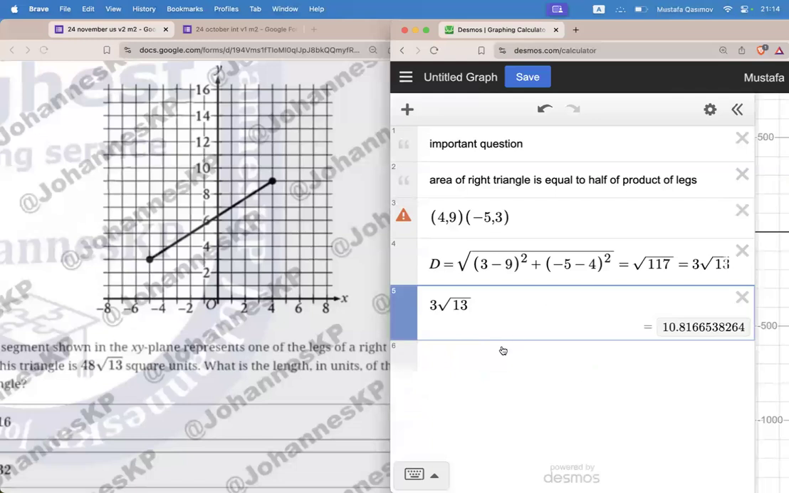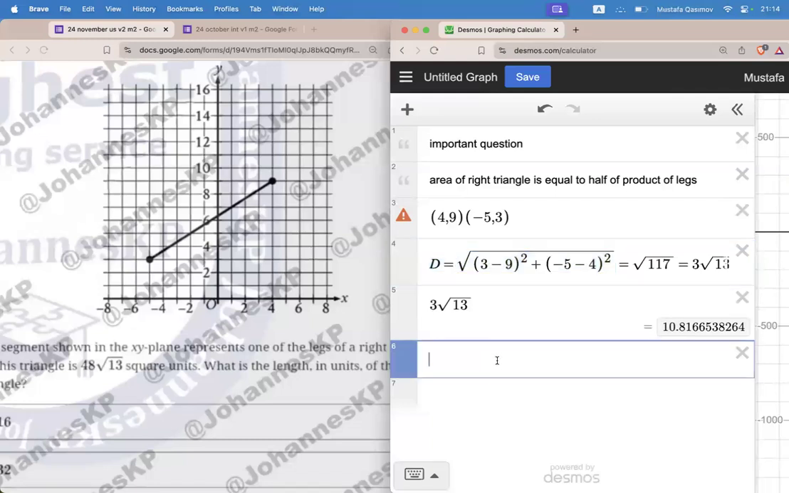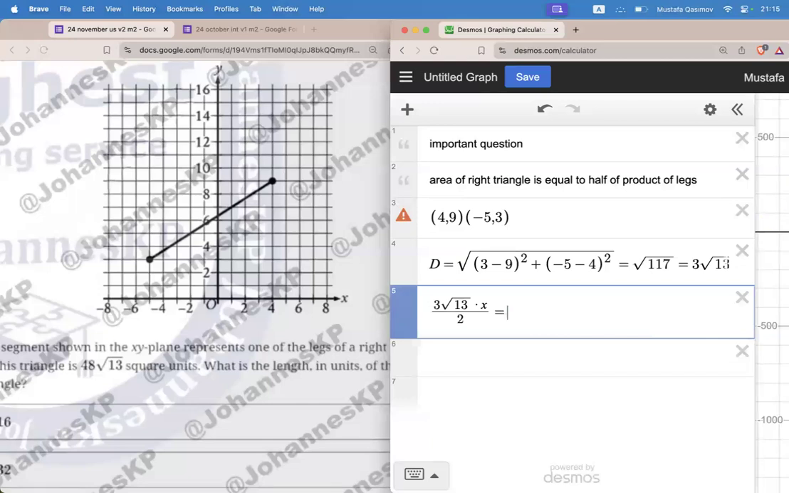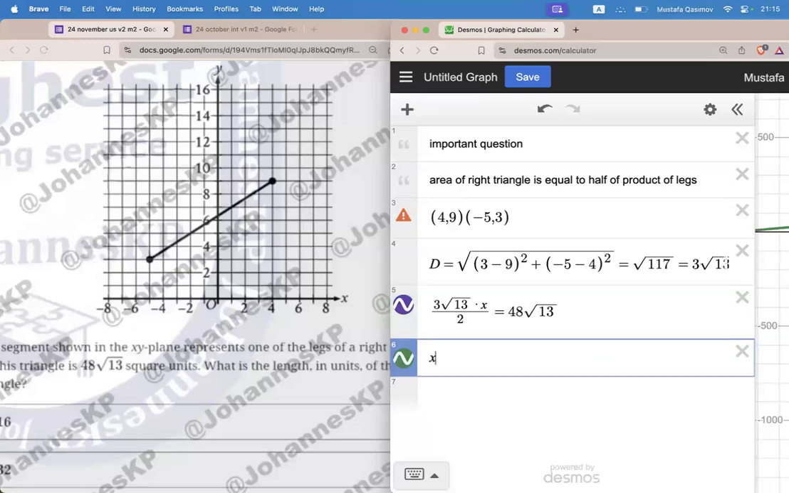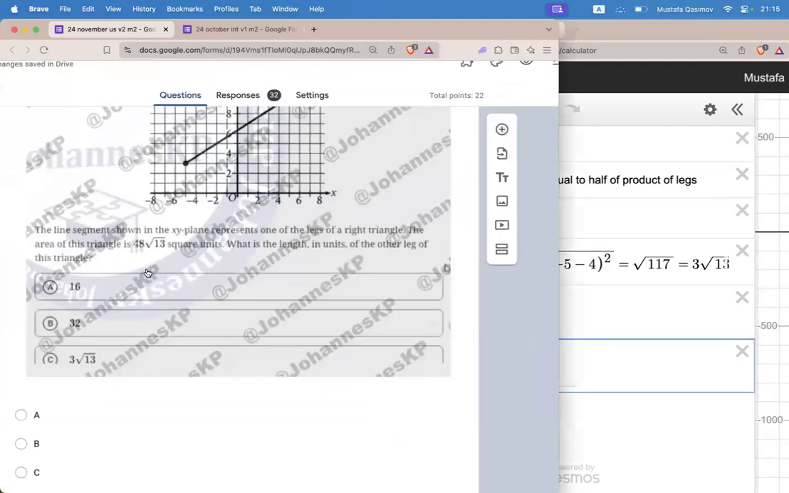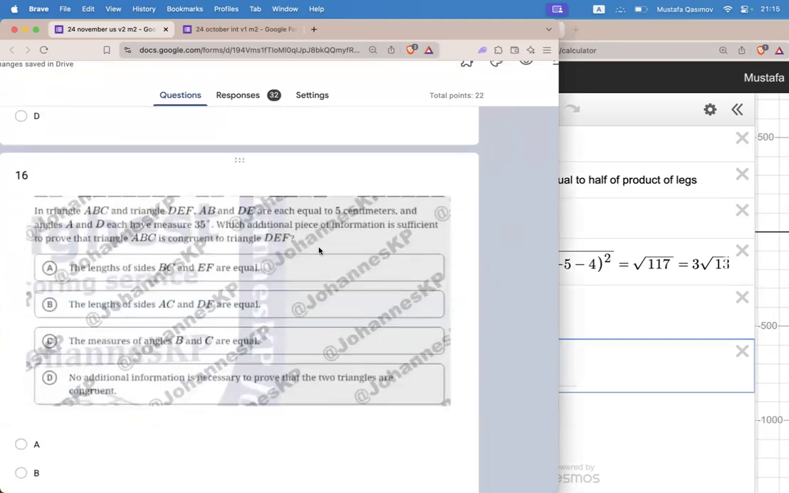Okay, this method and this method are actually the same, but you are using the distance function instead of that one. After finding 3 square root of 13, we have to multiply it by x. It is the second leg. We have to divide it by 2. We will get the total area, which is 48 square root of 13. And from here we have to find x. x will be 32. So the answer is B for this question. Probably you will also see this question in one of the upcoming exams.